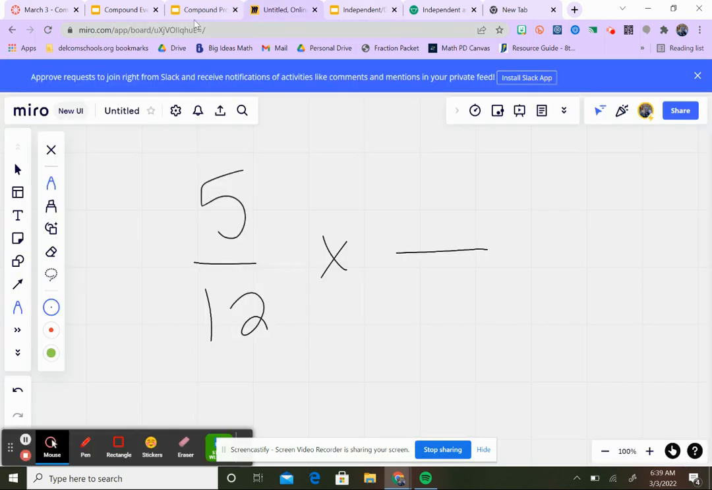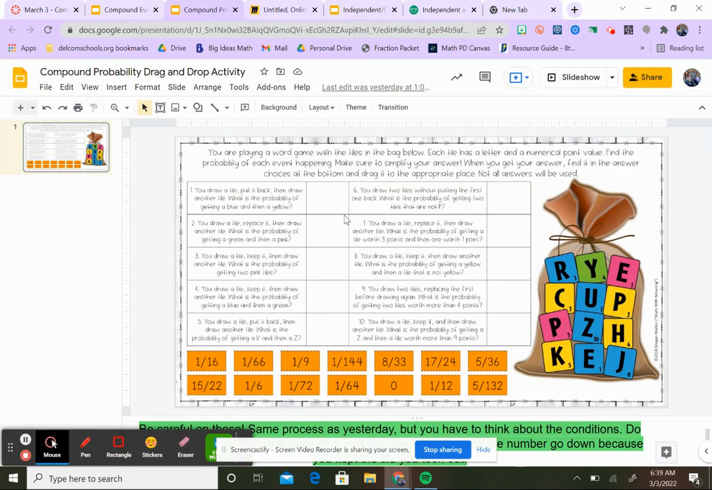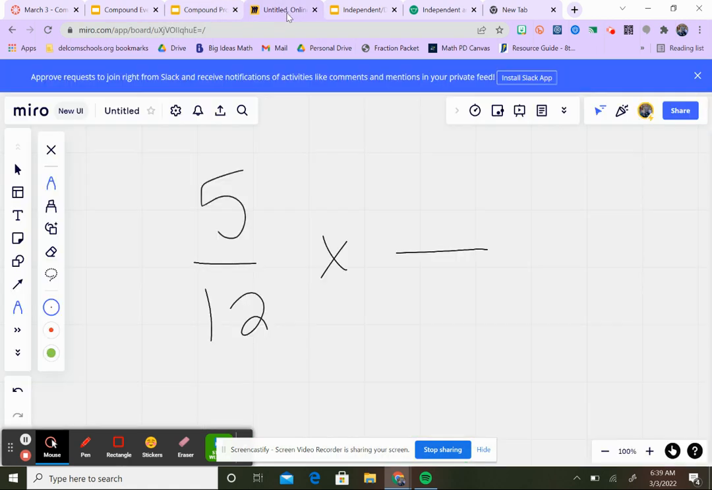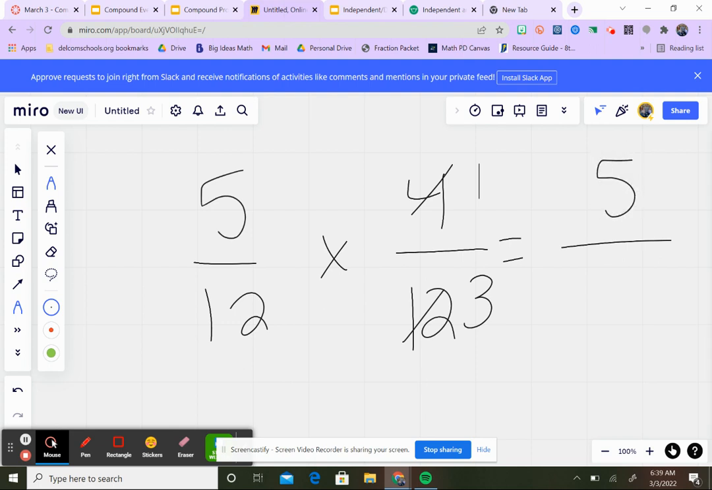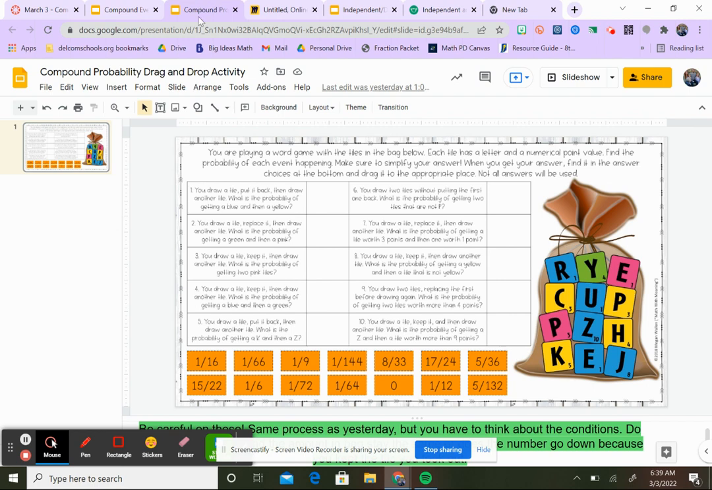So I wrote that down here. And then it says, then a yellow. So that's going to be 1, 2, 3, 4. So that's 4 out of 12. And I'm going to go ahead and simplify this one first. 4 out of 12 is 1/3. So when I multiply straight across, I have 5 times 1, and 12 times 3 is 36. And I do have a 5 out of 36 here, which I can't drag up.